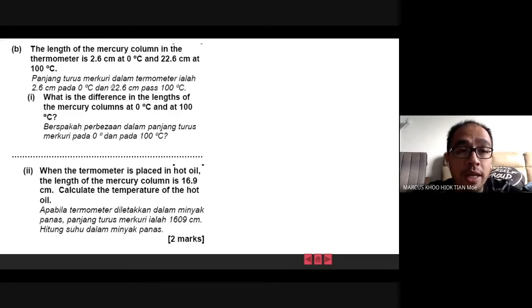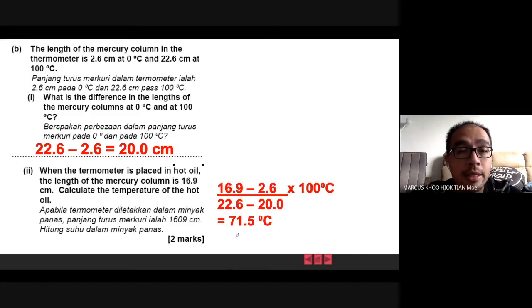So the difference is very easily counted. It is 20 cm, because at 100 degrees it is 22.6 cm and at 0 degrees it is 2.6 cm. So the difference in length is 20. Now this calculation you can do using the formula that I taught in the video yesterday. You will get the answer 71.5 degrees Celsius.